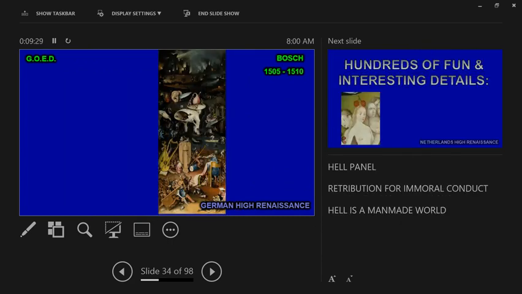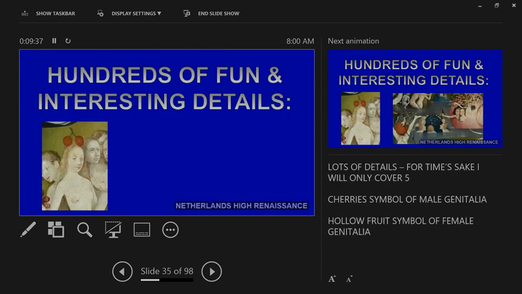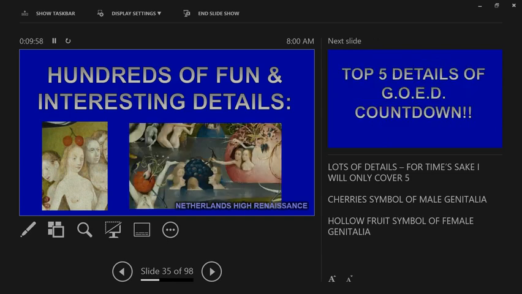And then over on the right side, we have the panel of hell. There's a lot of strange things going on there. All right, there are hundreds of fun and interesting details. The first time I presented this artwork, I had 80 slides just of this one artwork, but I've whittled it down to a few for time's sake. But one of the interesting things is the cherries on top of her head is a symbol of male genitalia. Anytime we have hollow fruit, that is a symbol of female genitalia.